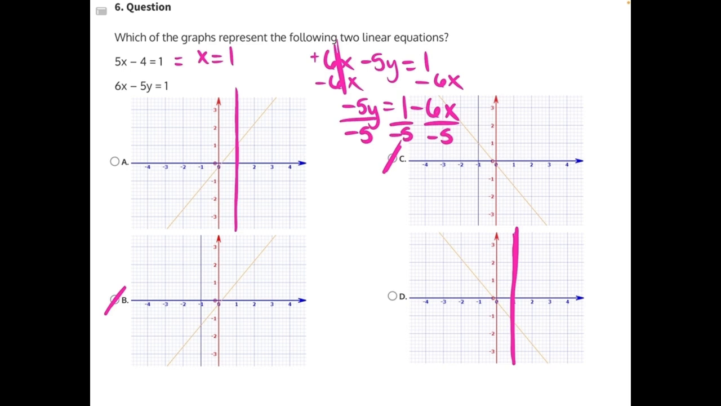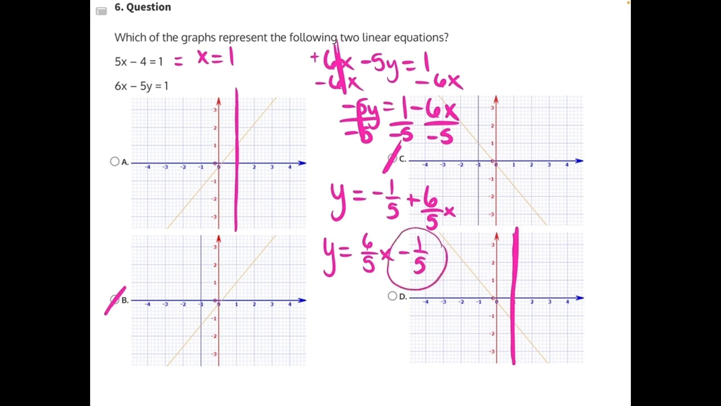So these negative 5s will cancel, leaving us with y equals negative 1/5 plus 6/5 x. It became a plus because two negatives will cancel each other out and make a positive. And now we can just rearrange this so that our x is first, minus 1/5. So what this tells us is that our y-intercept should be negative.